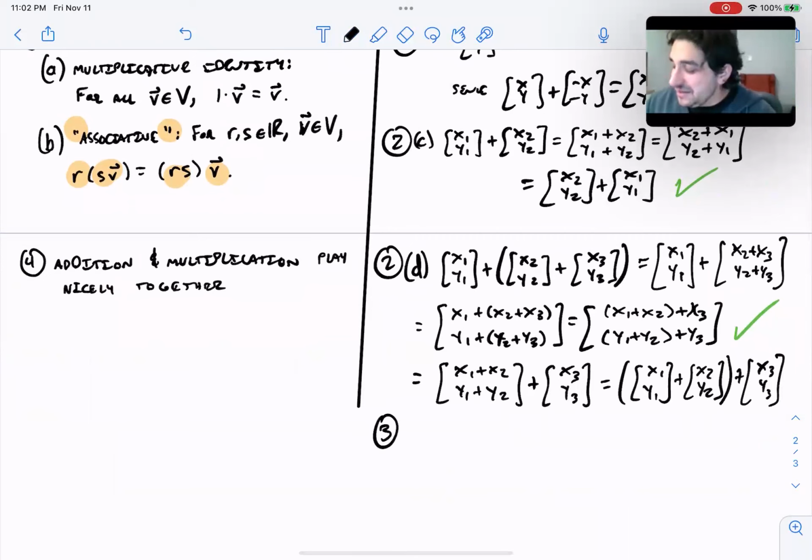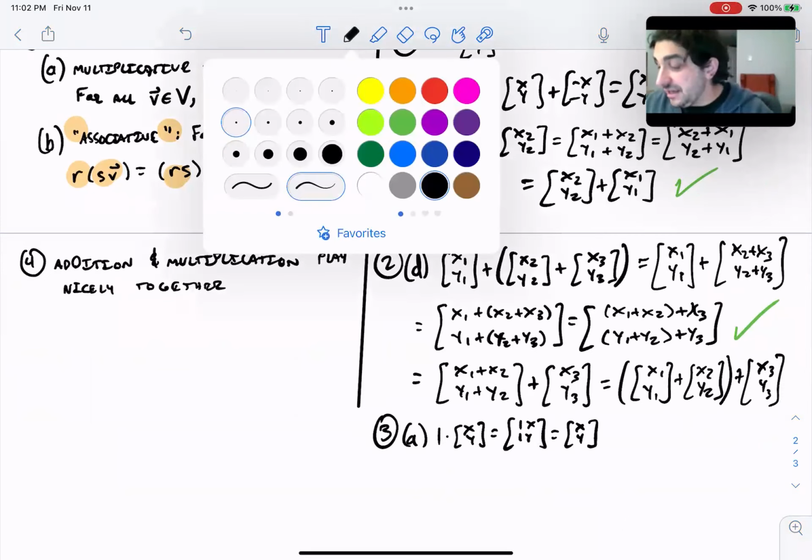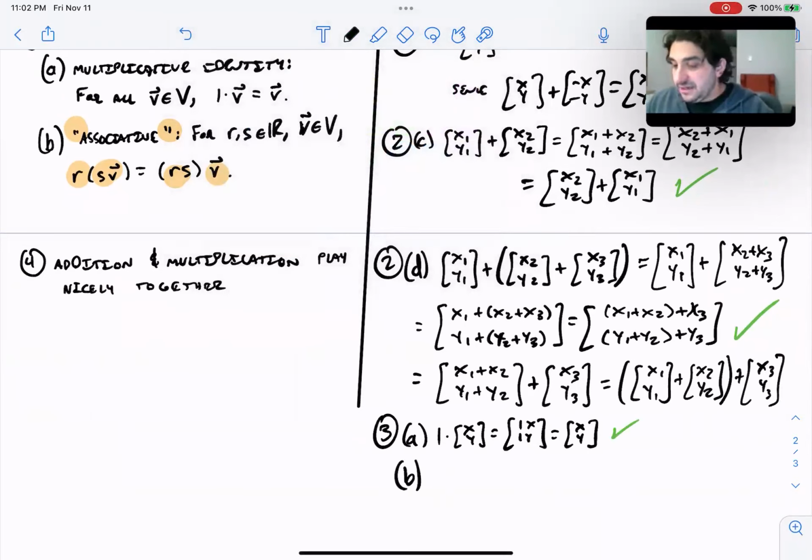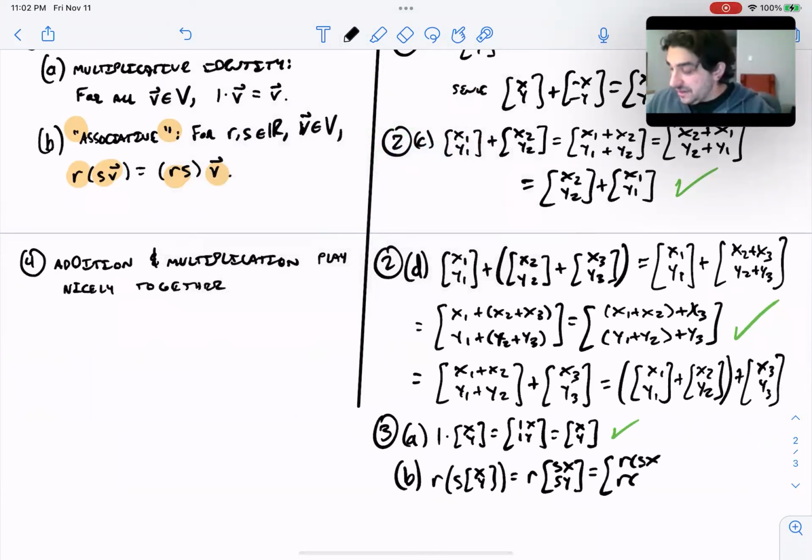Shifting parentheses. So now in this case, 3a, yes, if you do component-wise multiplication with the number 1, you just get 1x, 1y, great, that's just x, y, right? So sure enough, we have that 1v equals v for all v, right? Part B, here if you have R and then S v, right, you multiply the S into your vector, then you multiply the R into your vector, component-wise.